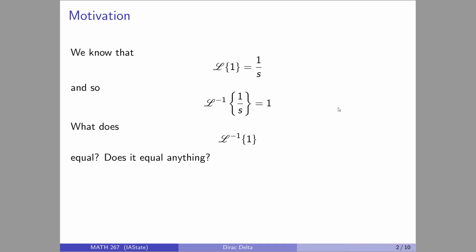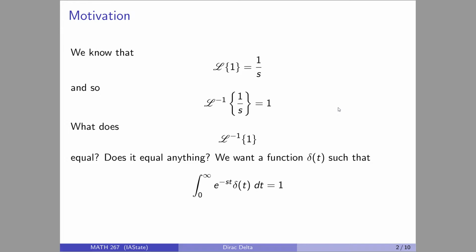To make this a little bit more precise, what we're really looking for is a function delta of t, the Dirac delta, with the property that the integral from 0 to infinity of e to the negative st, delta of t dt, gives 1. That would mean the Laplace transform of the Dirac delta is 1, meaning the inverse Laplace of 1 is the Dirac delta. So that's the goal for today: find a thing that does this.